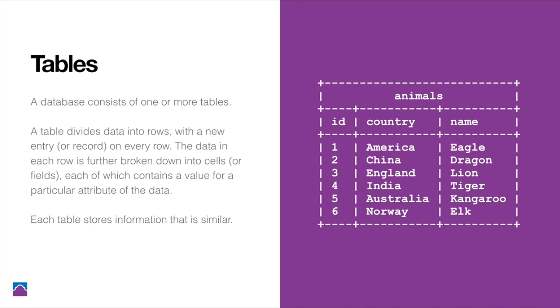This is a little example of what a table that has a list of animals could look like. The main fields that I have are ID, country, and name. I'll go over the details, but it's just to give you an idea of what that looks like.